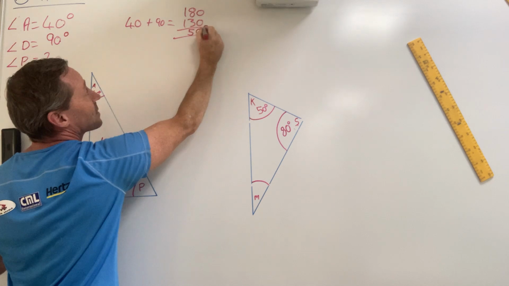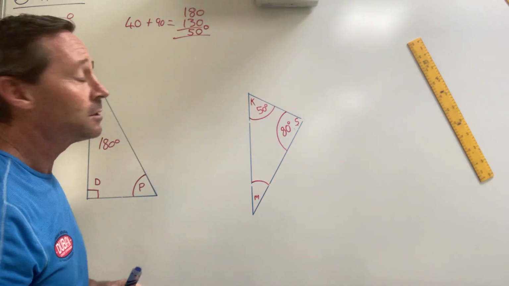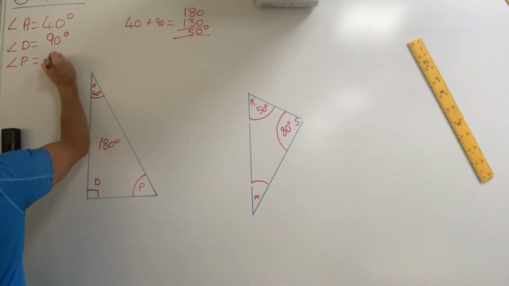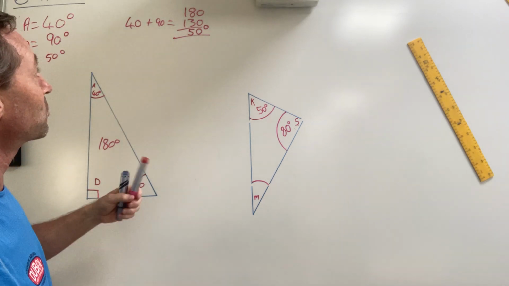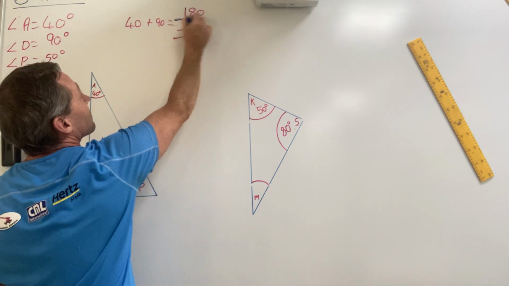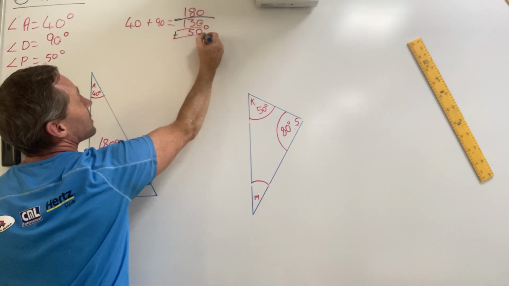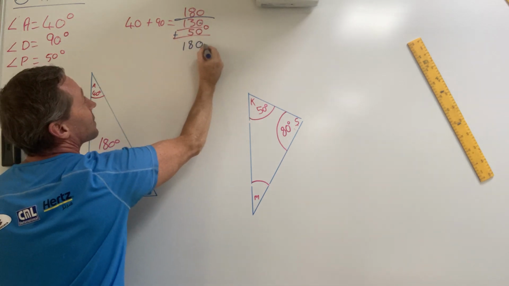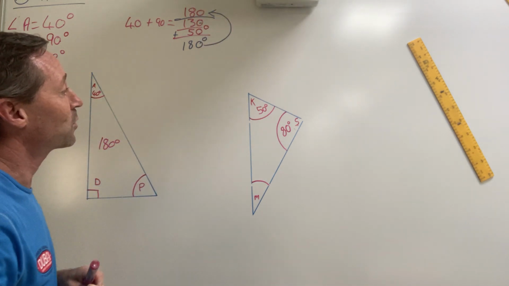And we always put the degree symbol up there. Otherwise we don't know what we're talking about. It's 50 degrees, so angle P is 50 degrees. And if you wanted to double check, you can obviously do the inverse operation. 130 plus 50, 0 plus 0, 3 plus 5, 1 plus nothing, 1. 180 degrees. So it must be correct.